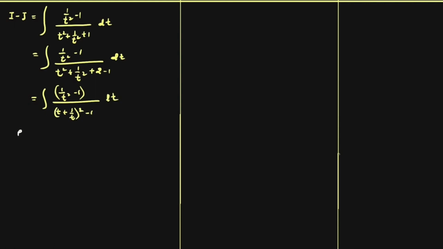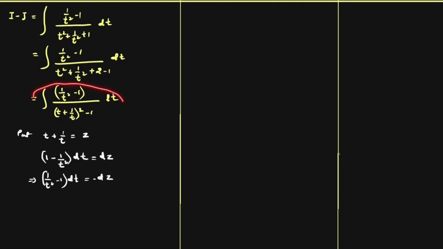Now we put t plus 1 by t equal to z. If you differentiate, then we will get 1 minus 1 by t square dt equal to dz. So this we are able to write as 1 by t square minus 1 dt equal to minus dz.